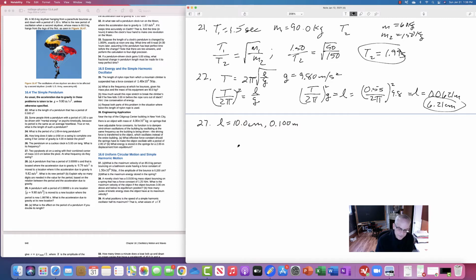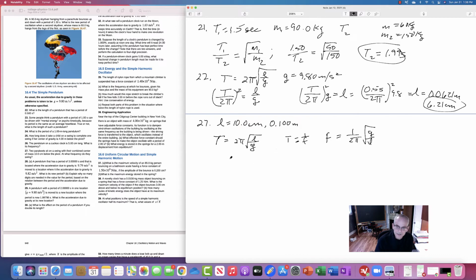Now, if you do this, you say T is equal to 2 pi square root of L over g. Well, what you can do here is remember that T is 1 over f. So you can change this equation to f is equal to 1 over 2 pi square root of g over L, if you want to. Or you can just do it and find the period and take the inverse of that.